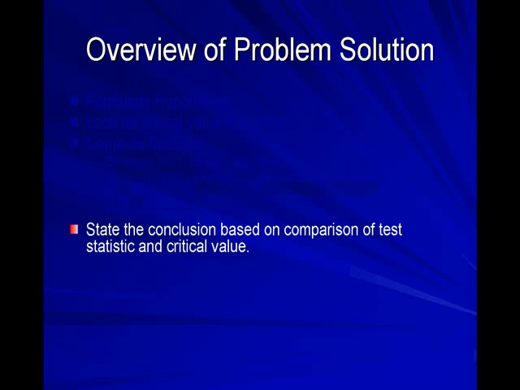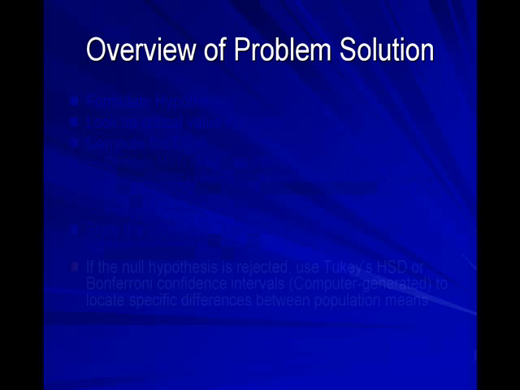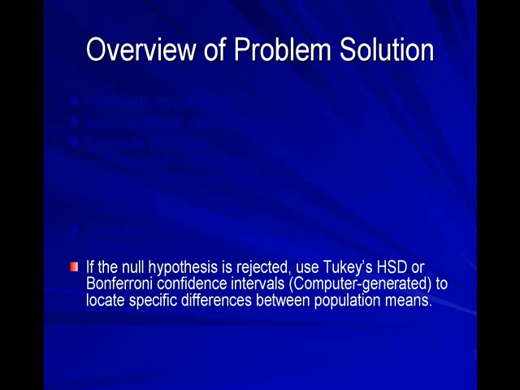Of course, the next thing is to compare the test statistic and the critical value, and then decide whether you're going to reject or fail to reject H0. And then if we reject H0, we're just going to conclude that there's at least one difference between population means. We're going to use another test, in this case Tukey's honestly significant difference test, or HSD, to locate specific differences between population means. You can also use Bonferroni confidence intervals, which we can generate with a computer, to look at those comparisons.